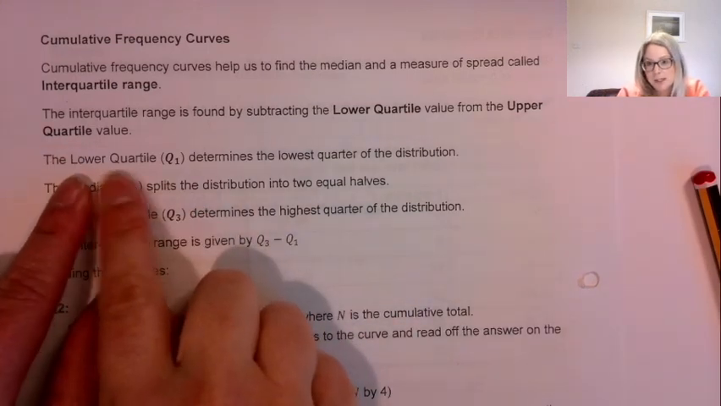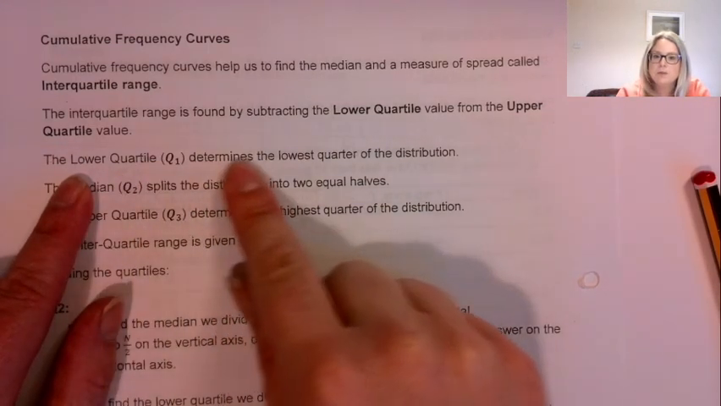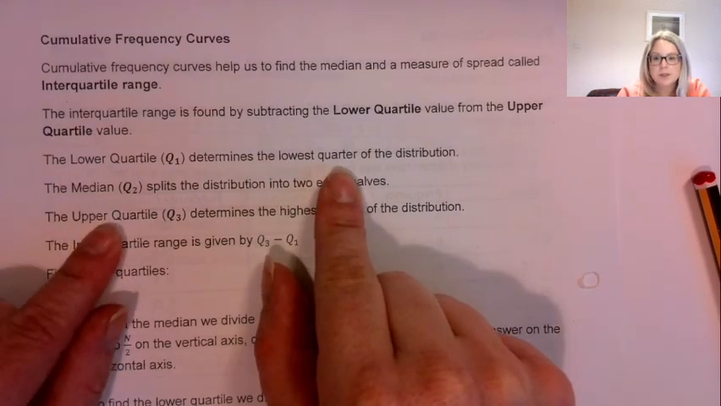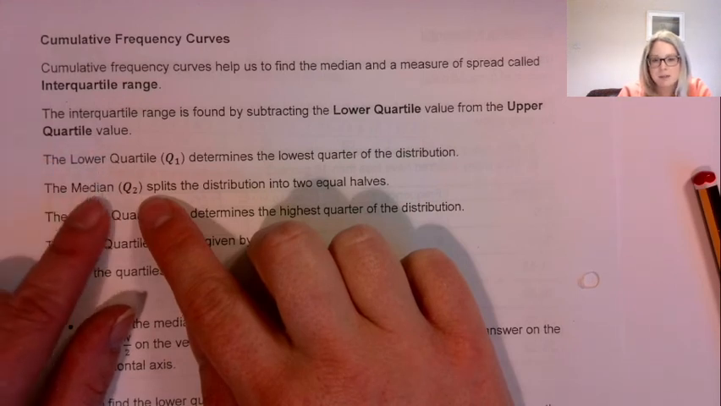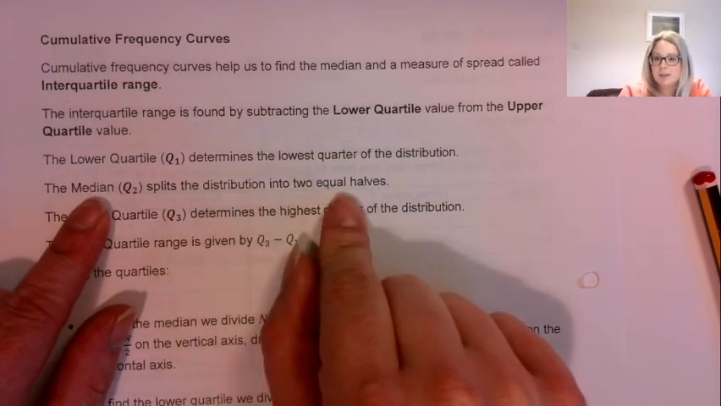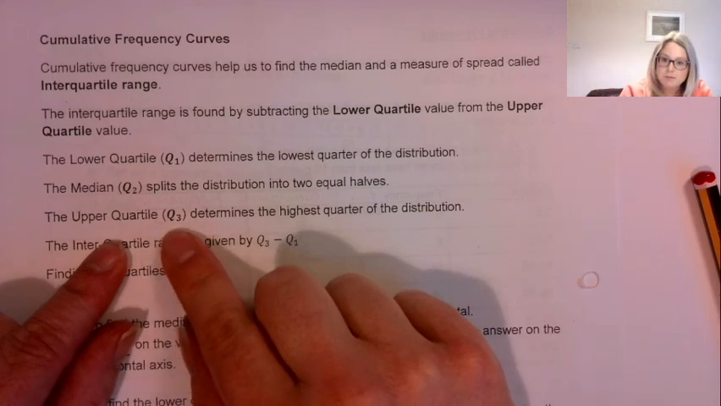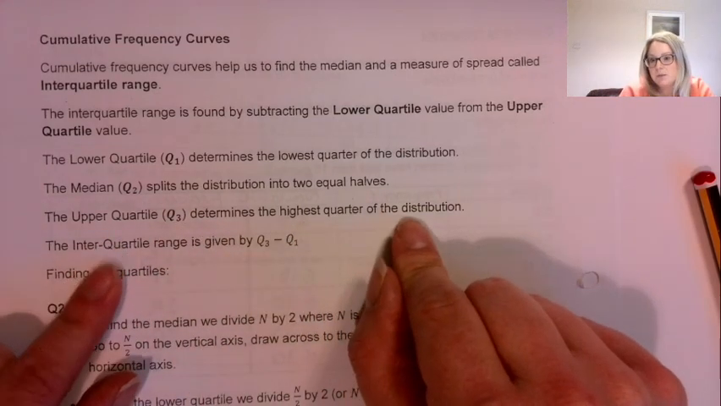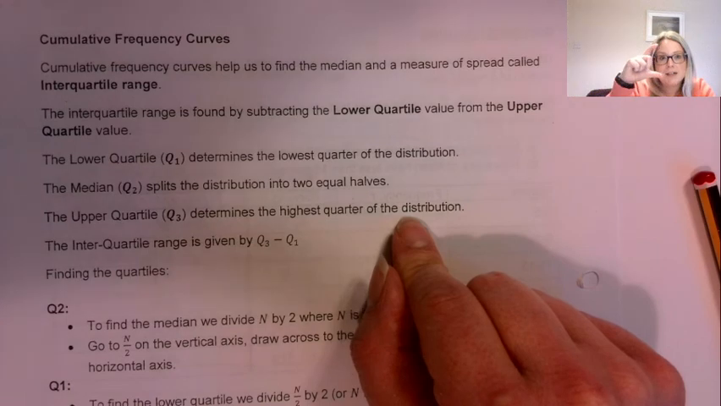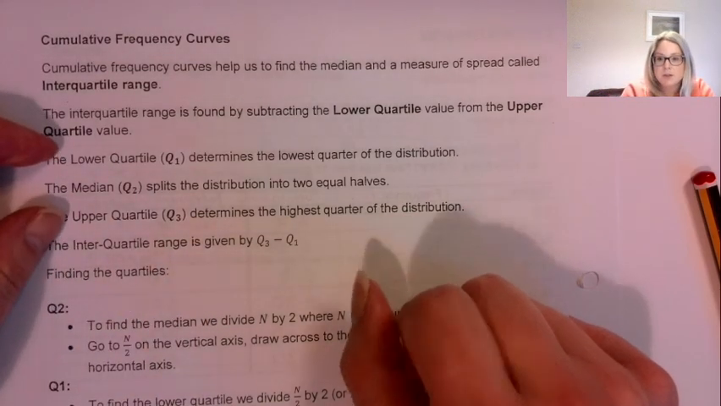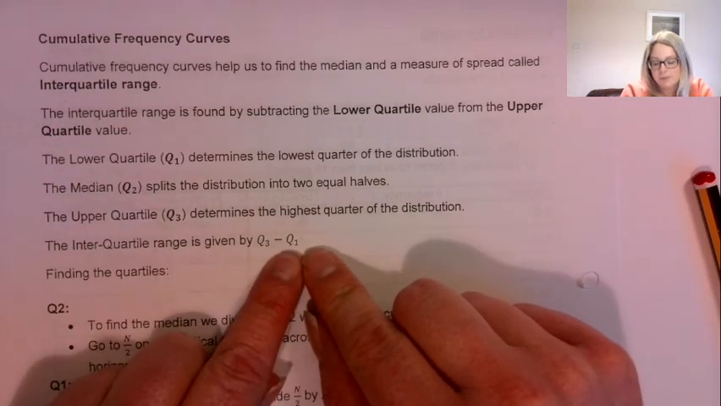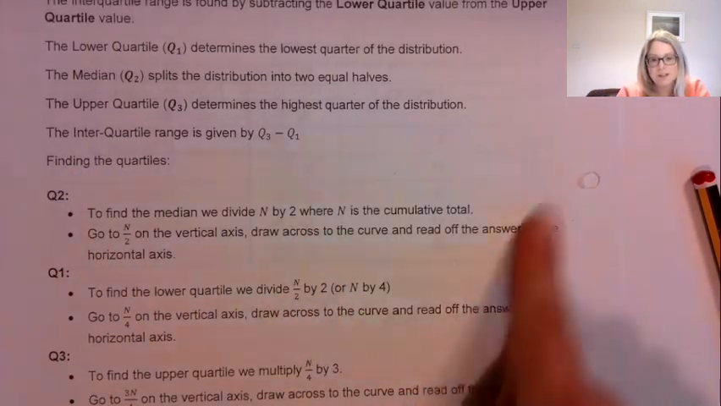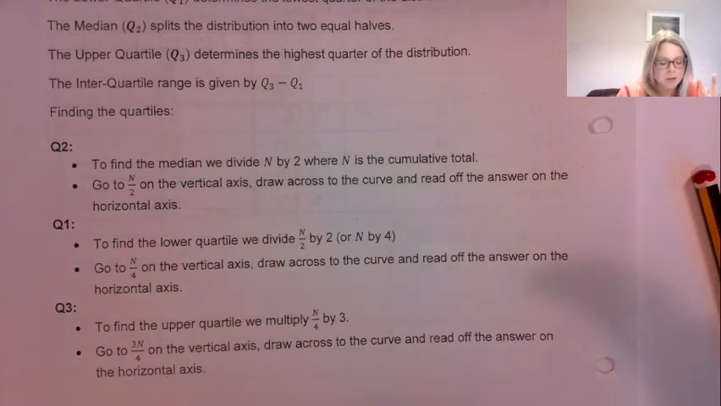So the lower quartile, which we call Q1, determines the lowest quarter of the distribution. The median, which can be called Q2, I mostly stick to median for it, splits the distribution into equal halves. The upper quartile, Q3, determines the highest quarter of the distribution. And then the interquartile range is the difference between these two. So the difference between the upper and the lower. So it's Q3, take away Q1. Now there are notes here on finding the quartiles. That is going to look like nonsense to you until you see it on a graph. So that's what we're going to do now.